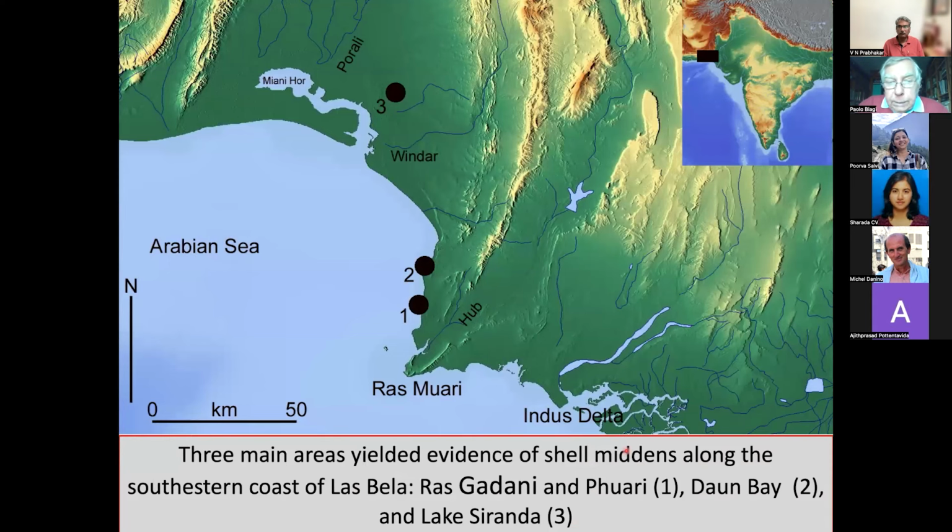Oh, so now we go back to the shell middens. Here, this is Sindh, you know that. This is Las Bela, this triangle over here. It is a very important river, which is dry. It looks dry during most of the year, but it is not dry at all. Here is an area from which we have shell middens. It is a small bay of the Un.